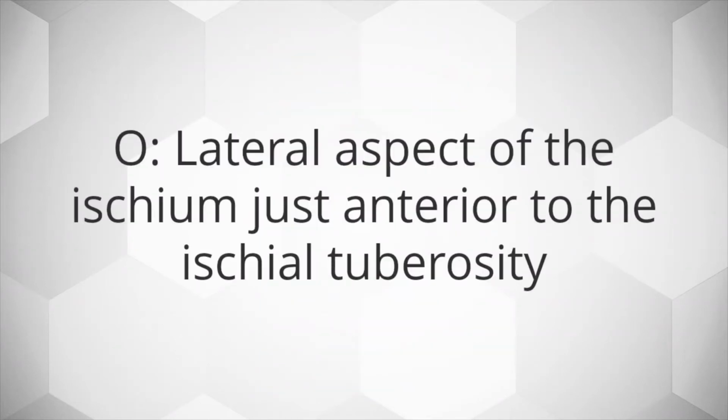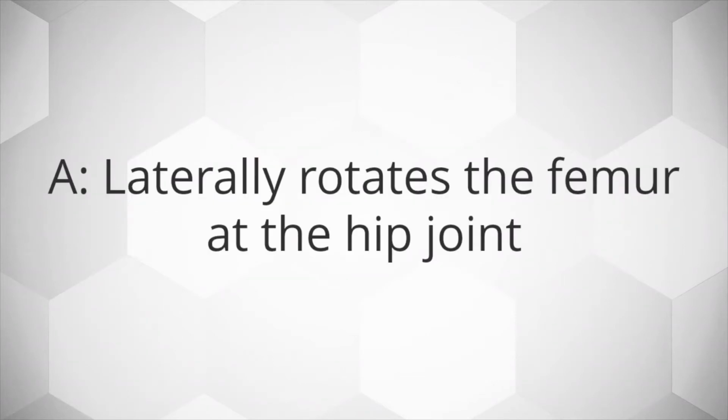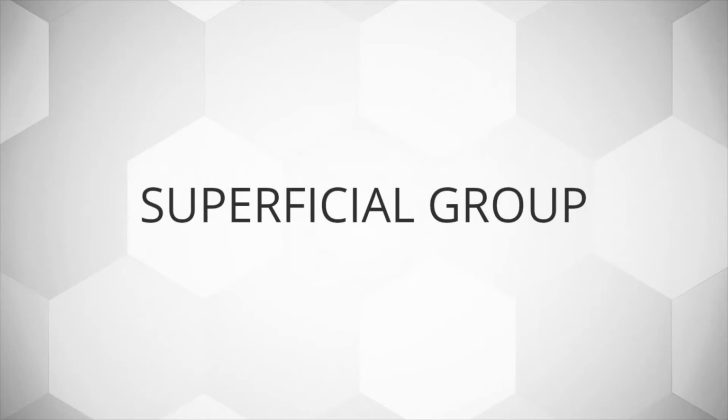So the quadratus femoris has its origin at the lateral aspect of the ischium, just anterior to the ischial tuberosity, and it inserts into the intertrochanteric crest of the proximal femur. Its action is to laterally rotate the femur, and it is innervated by the nerve to the quadratus femoris. Let's talk about the superficial group of muscles.